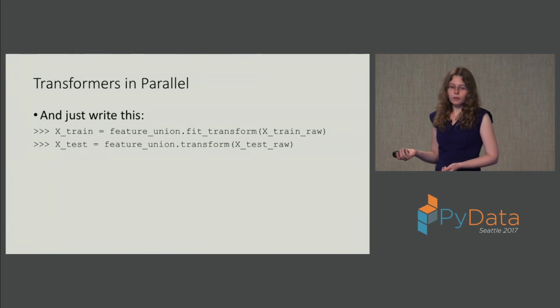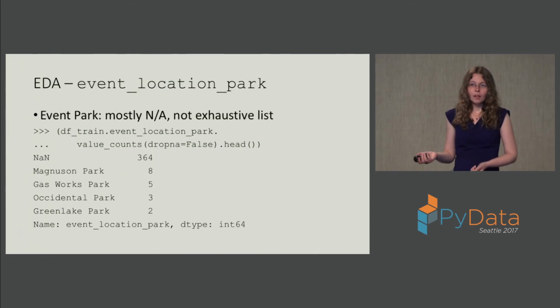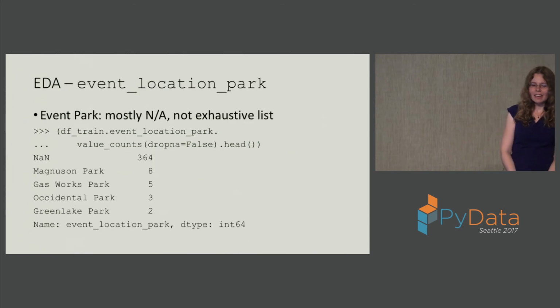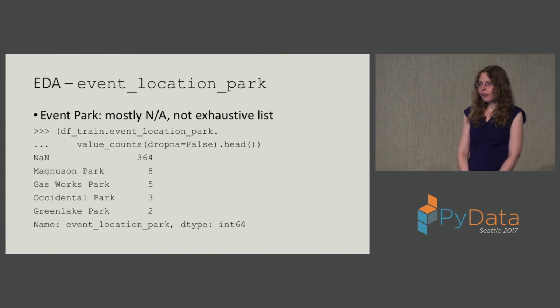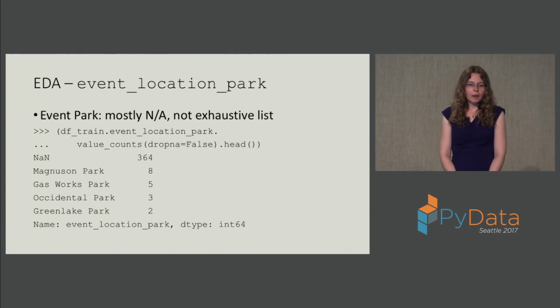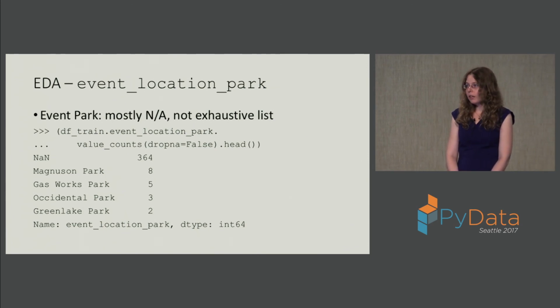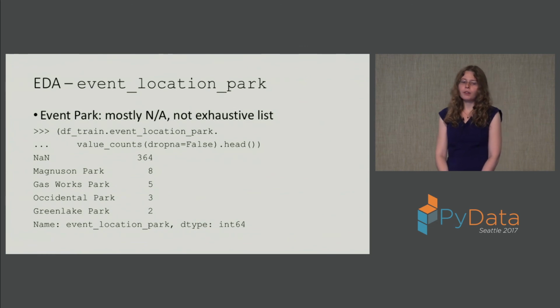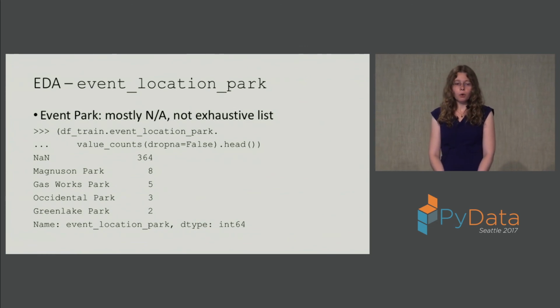And you could just write this: fit transform on the training data, transform on the test data. All right, so back to the data set. So let's take a look at that park column. So remember, I called out most of the first, at least the head, didn't have parks. And the entire training data set has almost 400 rows, and over 350 of them are nulls.